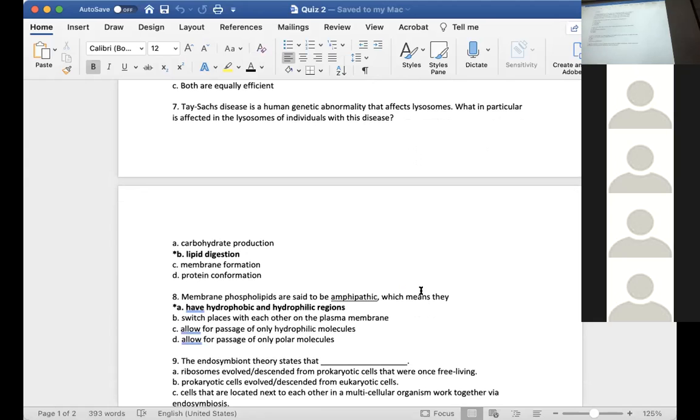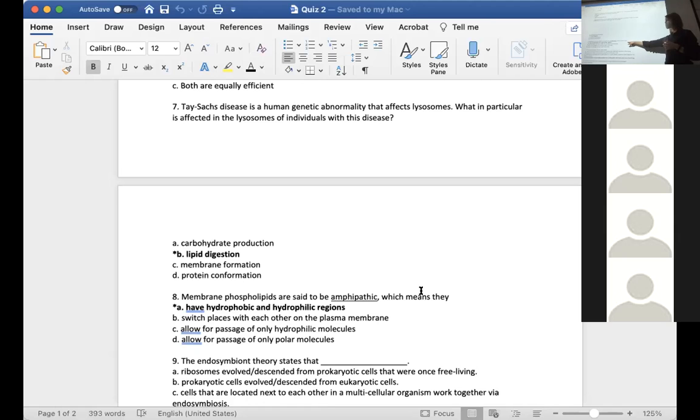Tay-Sachs disease was something I talked about specifically when I went over lysosomes. Specifically, it's a disease that hinders lipid digestion. So lipids will build up in the brain of a person who has Tay-Sachs disease because their lysosomes are not functioning correctly.